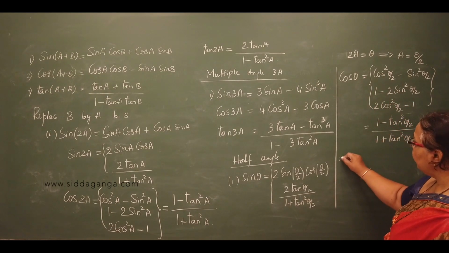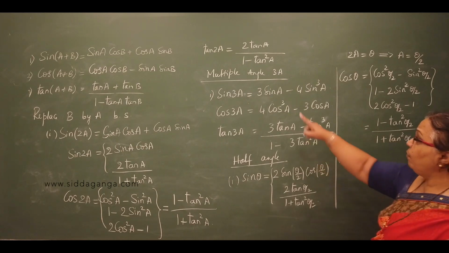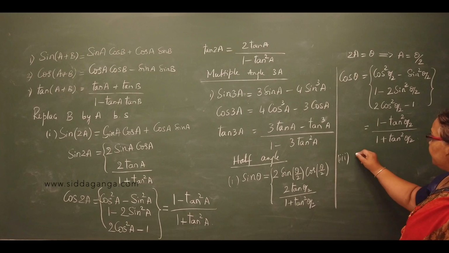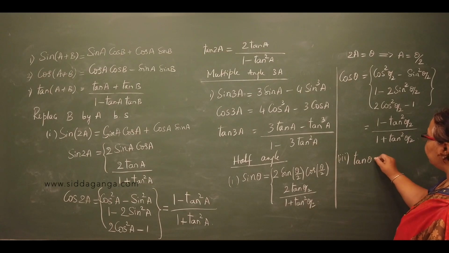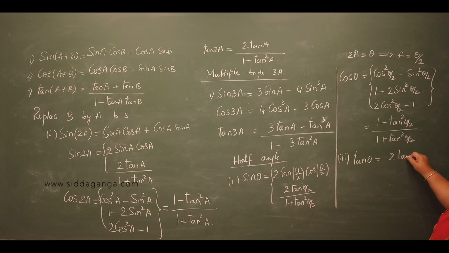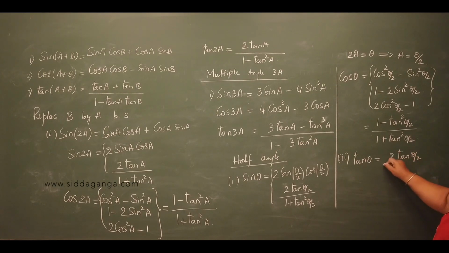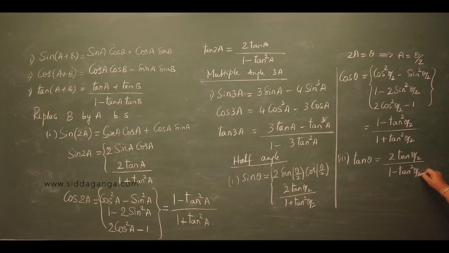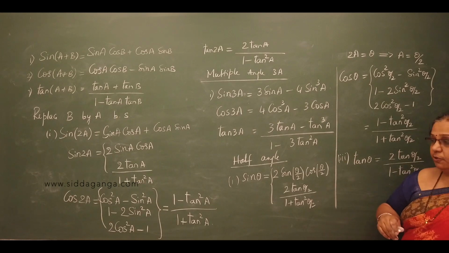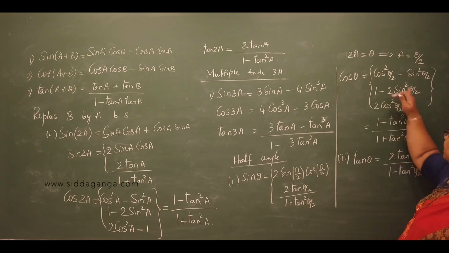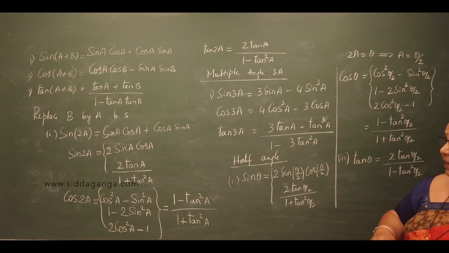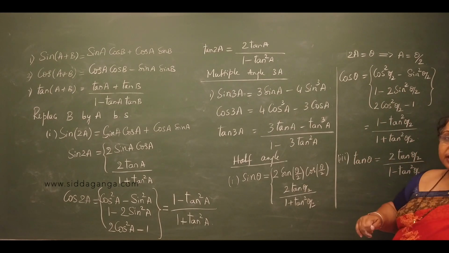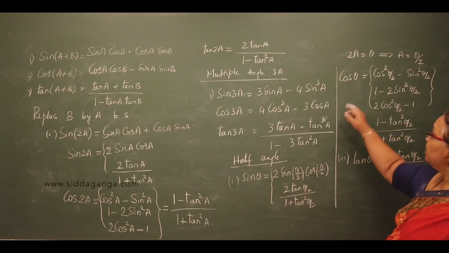The third one is for the tan formula. Instead of 2A we take theta, that is 2 times tan, and instead of A we write theta divided by 2, that is 2 times tan theta by 2 divided by 1 minus tan square theta by 2. These three results are called the half angle expressions for the sine ratio, cos ratio and tan ratio.